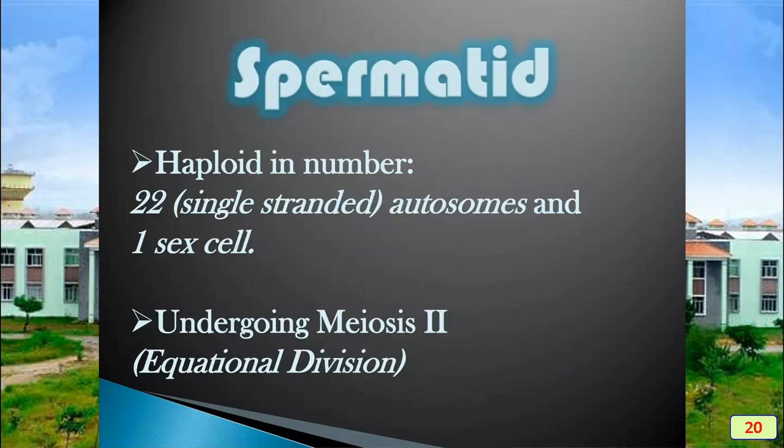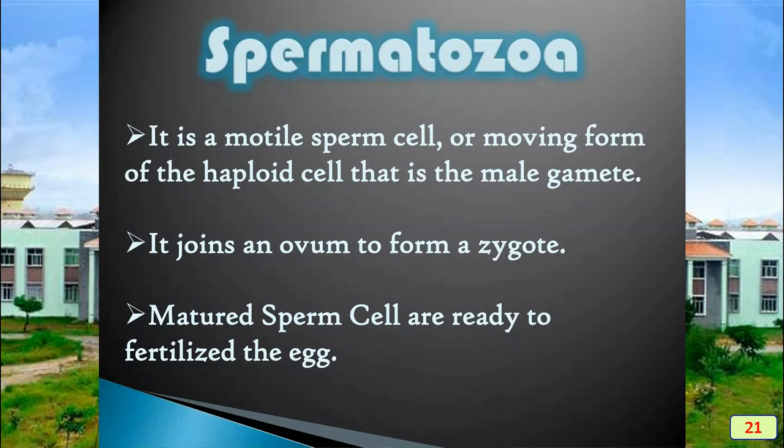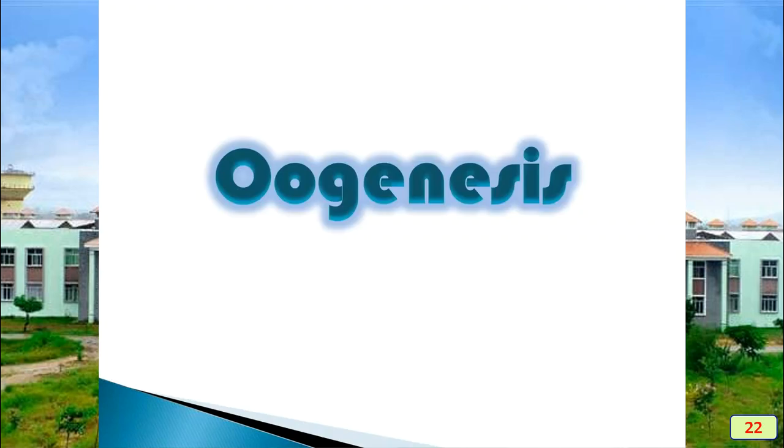So the spermatids are haploid in number, with 22 single-stranded autosomes and one sex chromosome present, undergoing meiosis 2, the equational division. Finally, spermatozoa are produced. It is a motile sperm cell, a haploid cell, the male gamete. It joins an ovum to form a zygote, and mature sperm cells are ready to fertilize the egg or ovum. And oogenesis is the one which happens in the female.